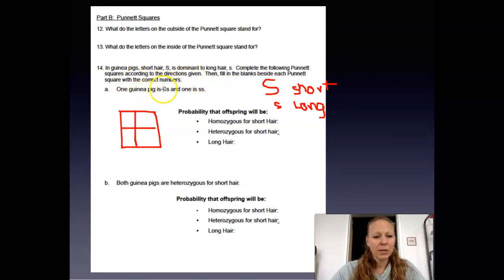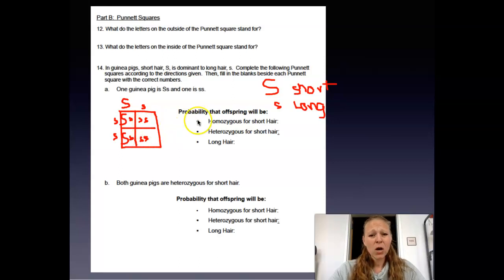So one guinea pig is, so let's put some vocab here. Heterozygous. So big S, little s. So let's call that the dad guinea pig. So big S, little s. And the other one is homozygous recessive. Little s, little s. So let's cross this. We have a big S, little s, little s, little s. Big S, little s, little s, little s.